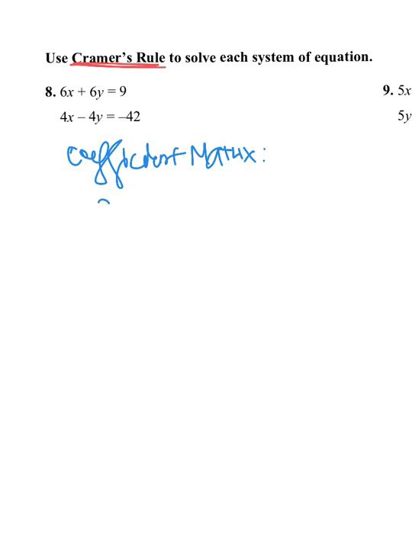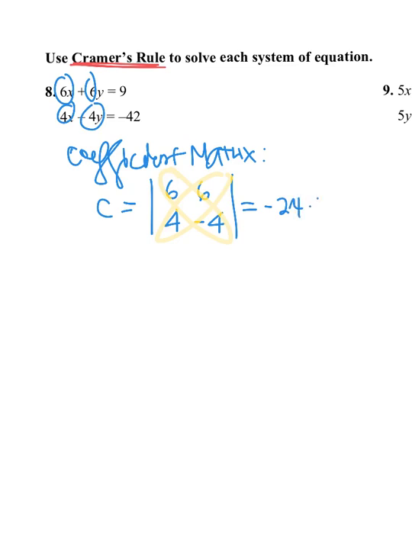And the coefficient matrix, we're going to call that C, is going to be the matrix of all the coefficients. So the 6, 6, 4, and negative 4. And we're going to find the determinant of that. So we're going to take the first diagonal and subtract the product of the second diagonal. So that would be negative 24 minus 24 to get you negative 48. Okay, now we're going to go ahead and solve for x and y using that.